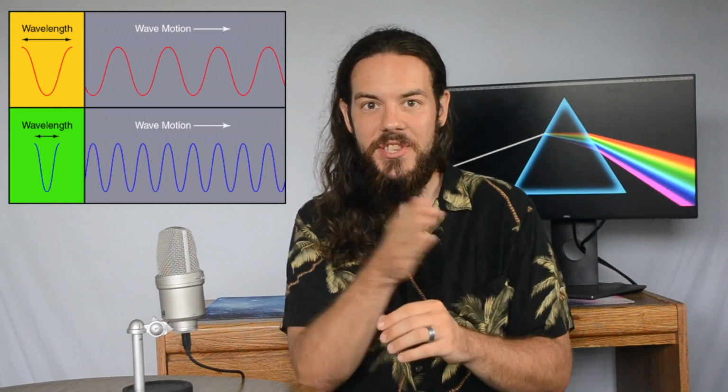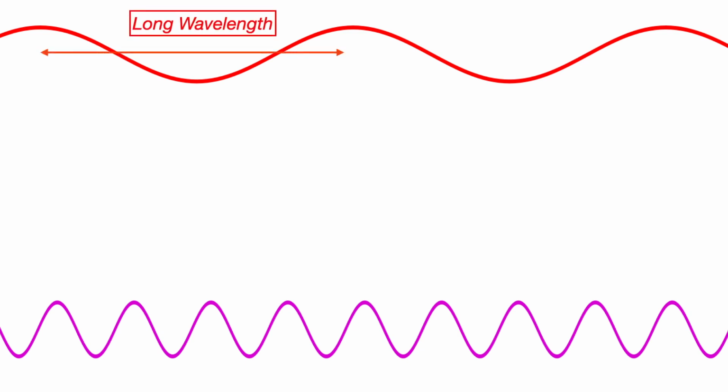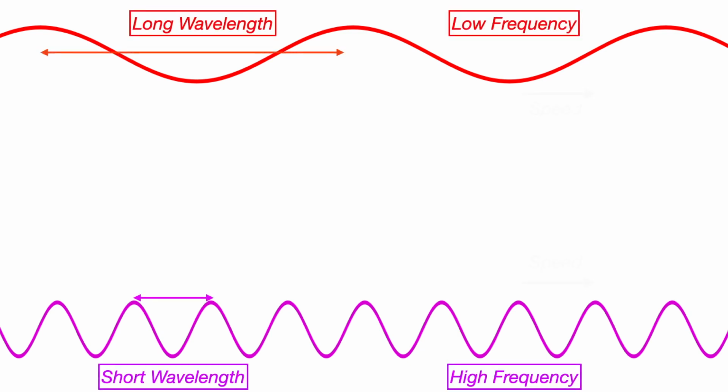So for instance, if 10 peaks were going by per second, then the frequency of the light would be 10 hertz. Since light always travels at the same speed, then the shorter the wavelength, the more peaks go past you per second, and the higher the frequency is. So the wavelength, the frequency, and the speed of light are all related to each other.